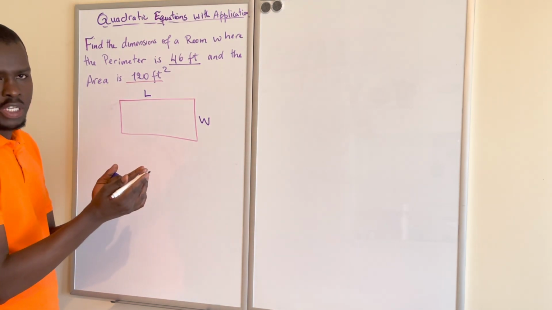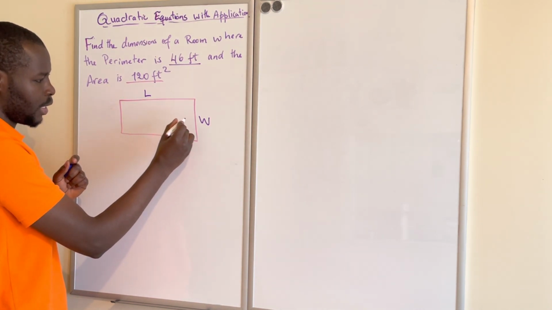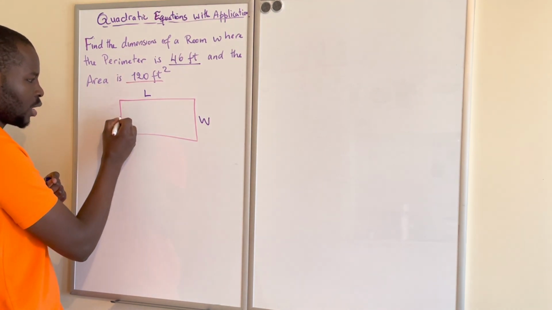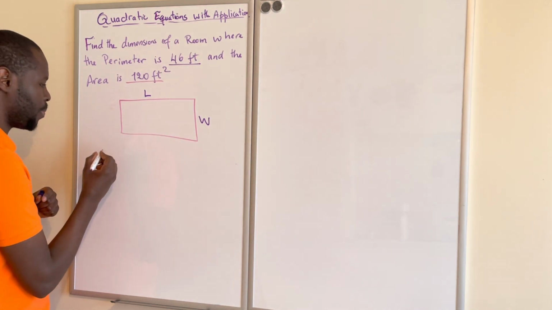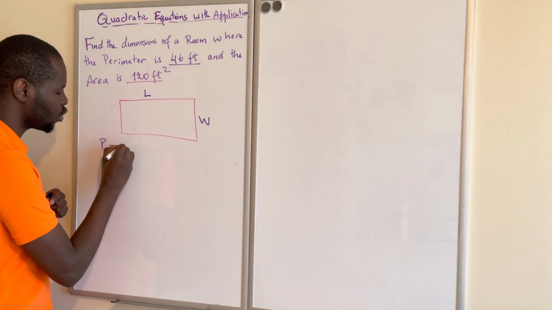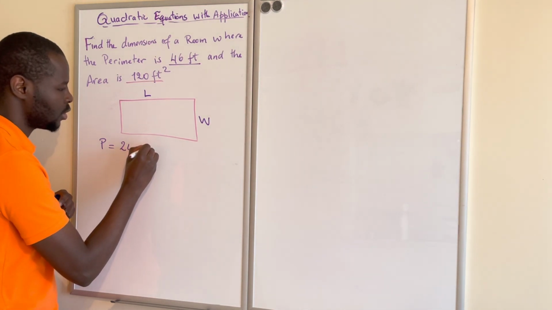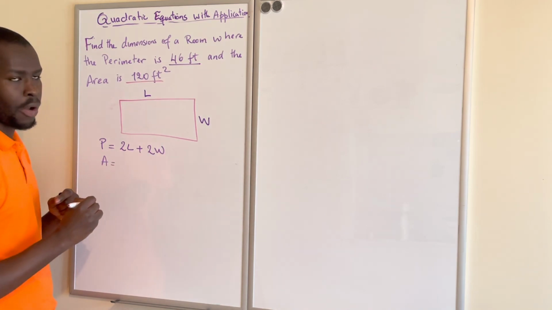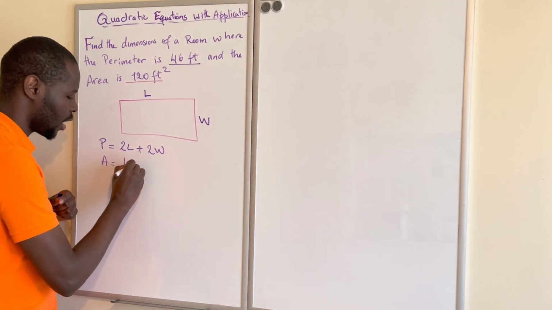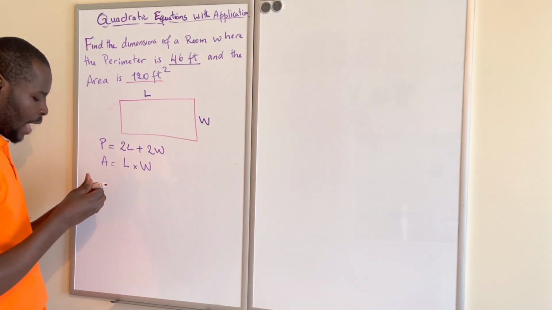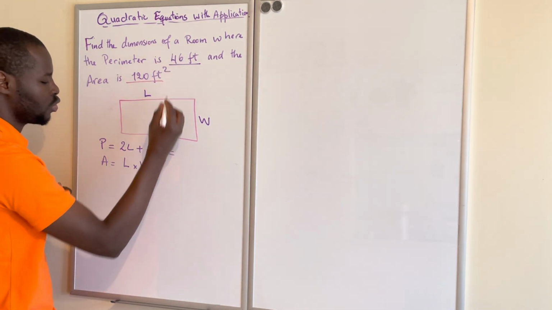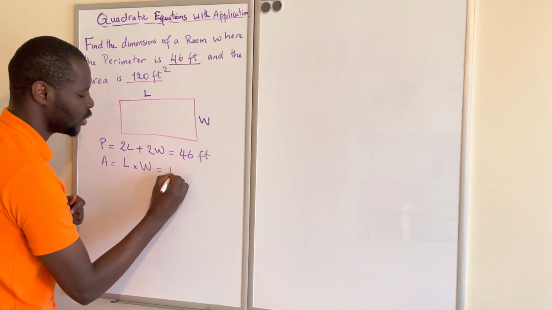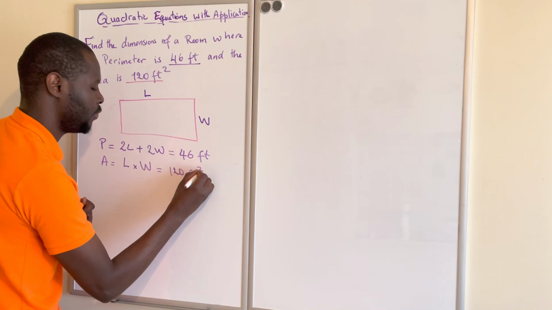So what's the perimeter of a rectangle? It's 2 length plus 2 width that would give us the perimeter, right? So it's like L plus W plus L plus W. So 2L plus 2W equals the perimeter. So we can call it P equals 2L plus 2W. Now what is the area of a rectangle? It's length times width, right? And we know that the perimeter equals 46 feet and the area equals 120 square feet.